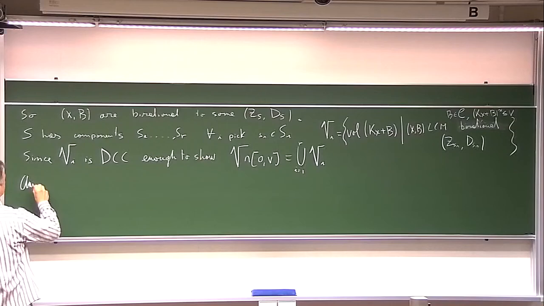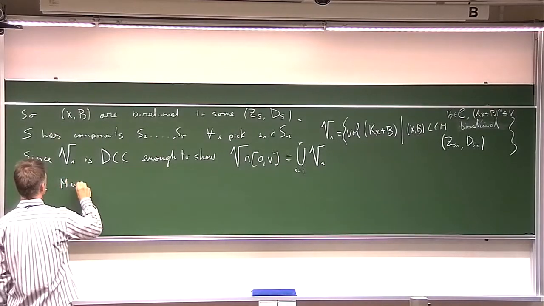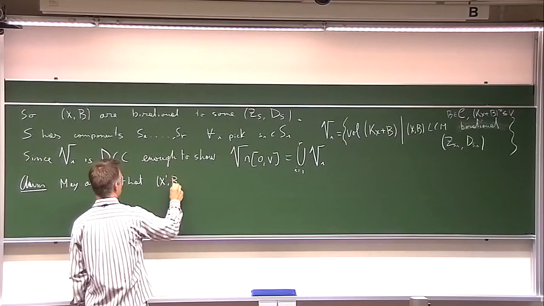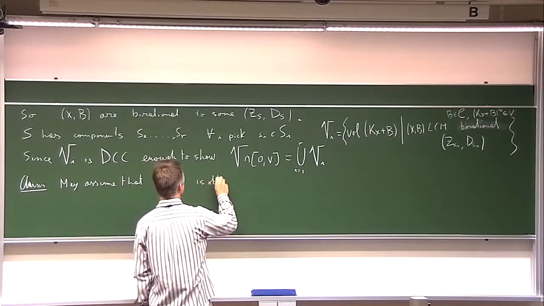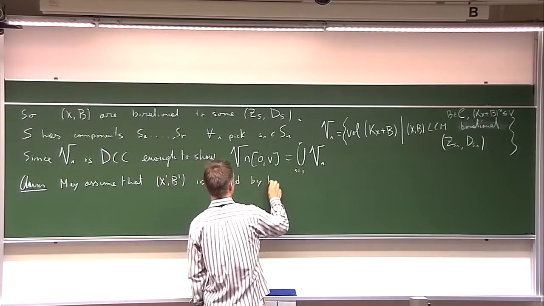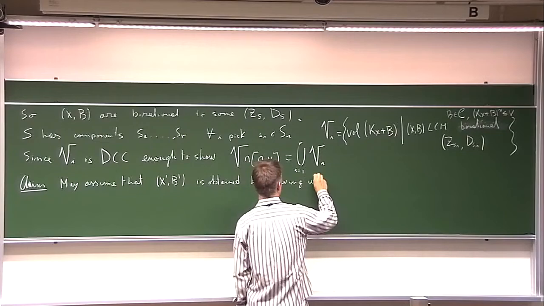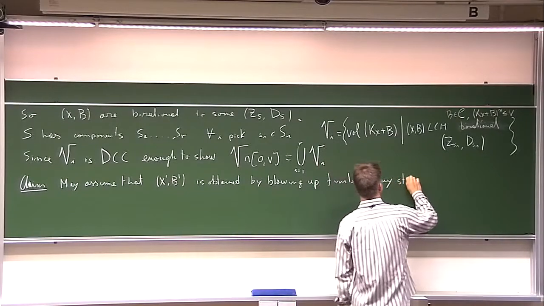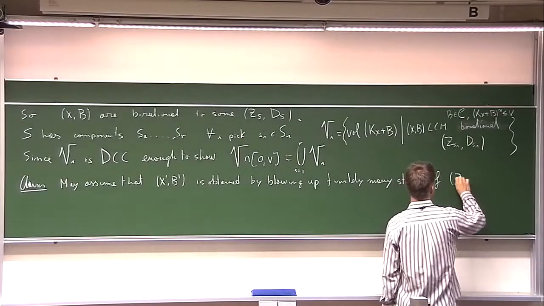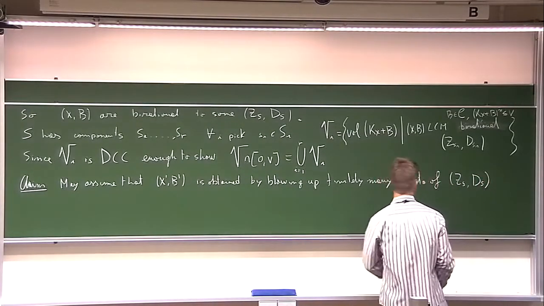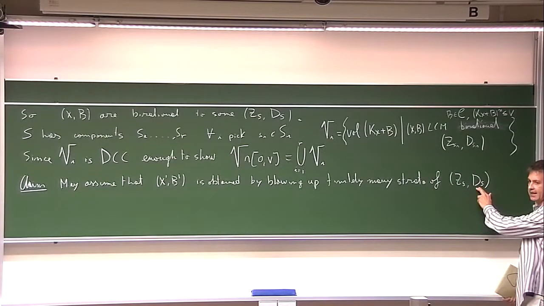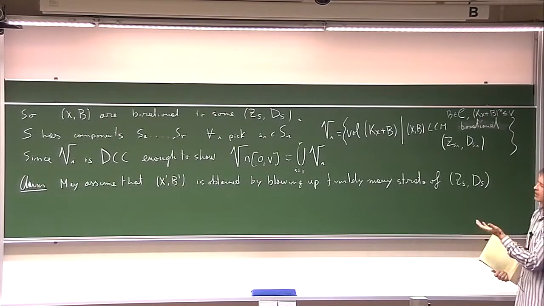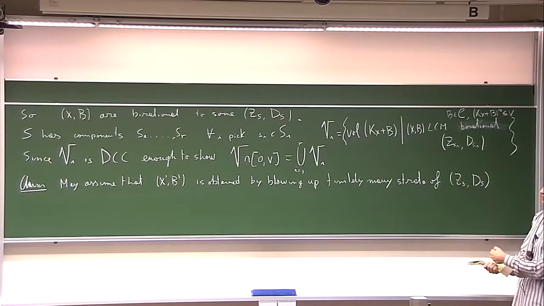So the claim I want to prove is that, in proving this result, I may assume that X prime, B prime is obtained by blowing up finitely many strata of Zs, Ds. By which I mean, I blow up a stratum of this divisor here, and after that I blow up a stratum of the union of this divisor with the exceptional locus, and so on. So, in other words, they're obtained by taking finitely many toric blow-ups.